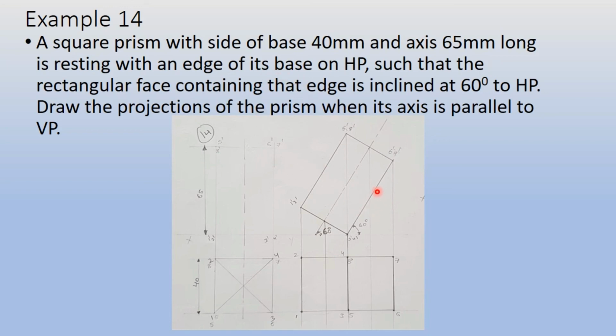When the square prism is making an angle with respect to HP, you will see a rectangle in this fashion, and this is the top view, and this top view depends on the angle which is given in the question.